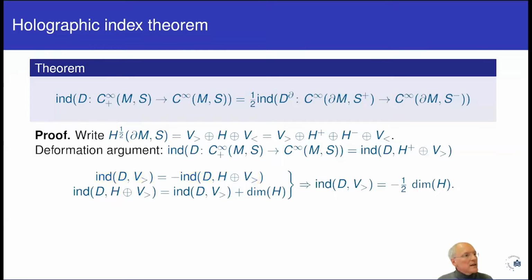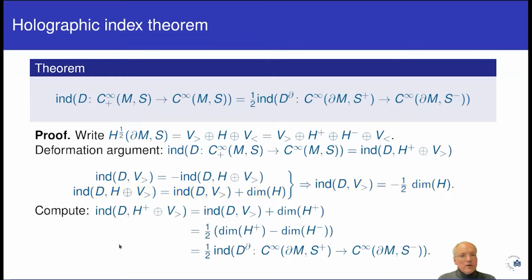And the other line is coming from a general statement that if you change a boundary condition by something finite dimensional, in this case H, then the index changes by just adding the dimension of this finite dimensional space. So this gives me the lower line. And if you combine the two, then you get what we have on the right side, namely that the index of Atiyah-Patodi-Singer is exactly -1/2 the dimension of the kernel. Okay, good. And now we can do the computation. So what we want to compute is this index. That's what we want to know.